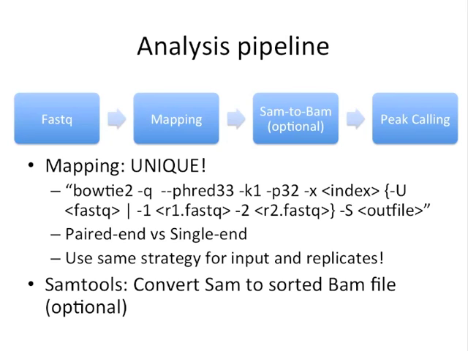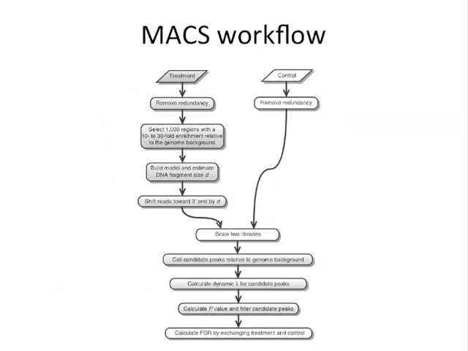So the next step is peak calling. Peak calling can take in mapped files in SAM format or BAM format, but they do need to be mapped files. So this is the general workflow for the MACS program. You start with both treatment and control, and with both of these, you remove redundancy. So you remove any reads that are mapping at the same position, so that you're just getting basically unique reads from your FASTQ.